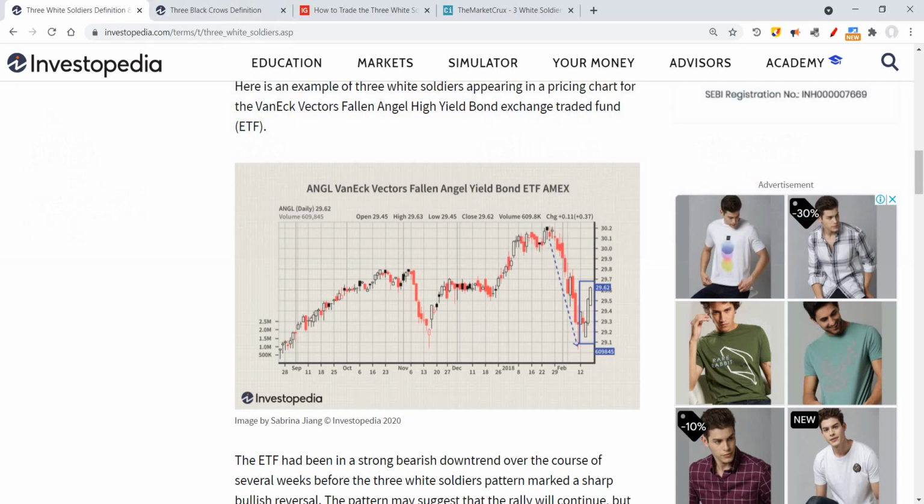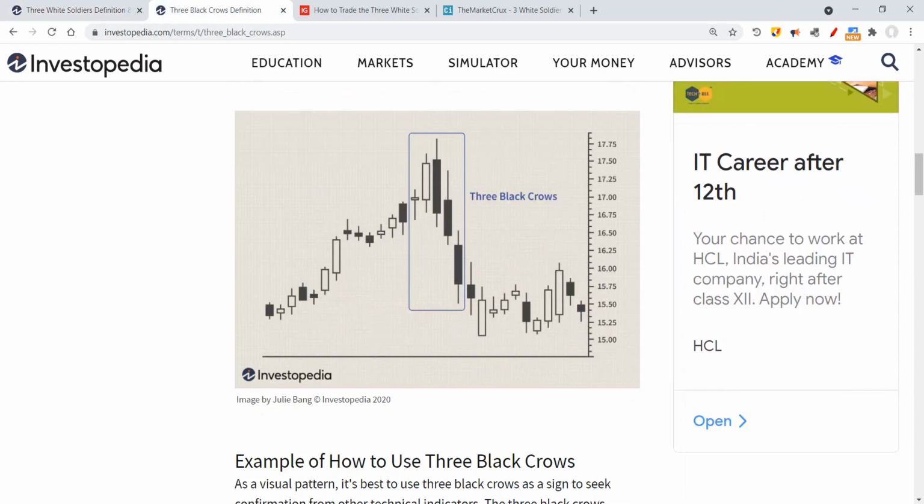You can get more details on Investopedia. Just go to the Investopedia website and search for three white soldiers, and you will get a good article about the basic knowledge of this pattern. But beyond this, we don't really need a lot of insight or knowledge, because our screener, which I'm going to provide you free today, will be covering all these aspects of validating a proper three white soldier or three black crows pattern. So this is three black crows.